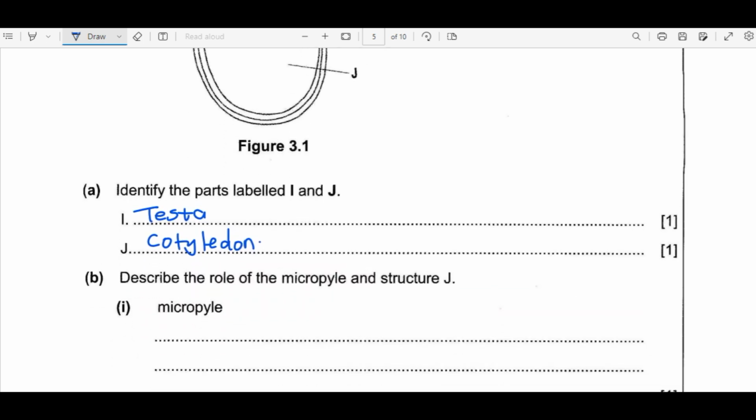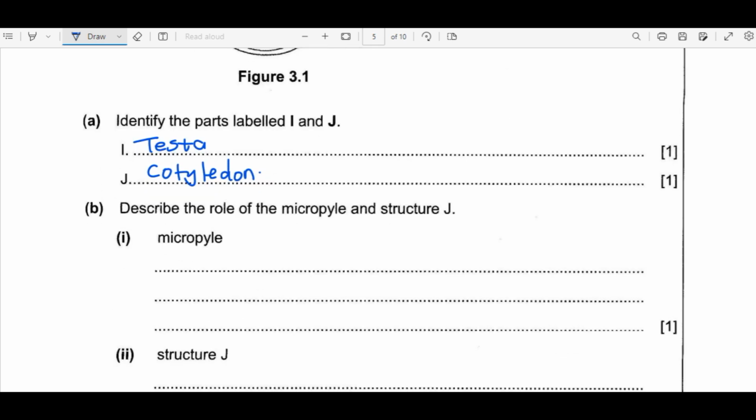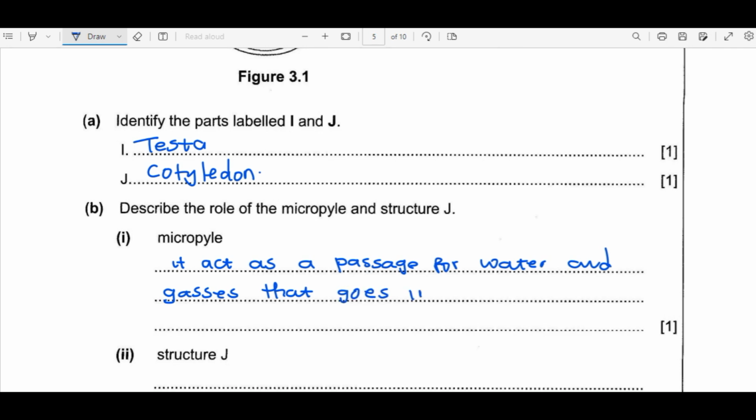Okay, we move on to describe the role of the micropyle and structure J. So the micropyle acts as a passage for water and gases that go in and out, not of a cell, but of a seed.